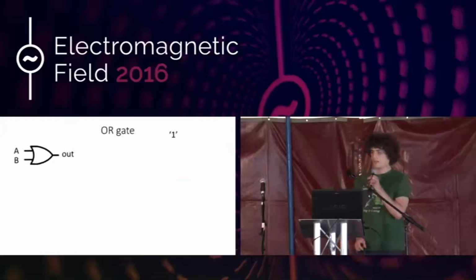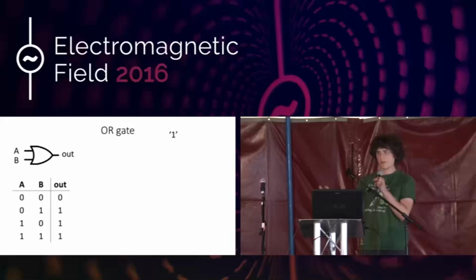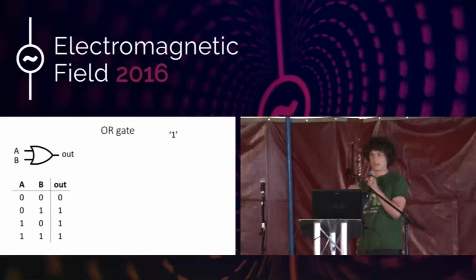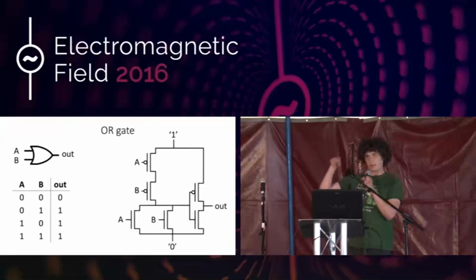So we can do the same thing for the OR gate. We can make a truth table for that. What it does is the output is always 1 except when both inputs are 0. Or another way to put it is that the output is 1 when either one of the inputs is 1. And if we make that with transistors, we get something very similar, but only now the PFETs are connected in series, and the NFETs are connected in parallel.